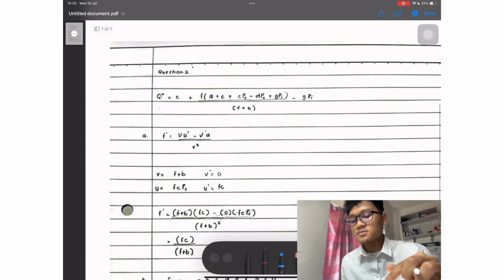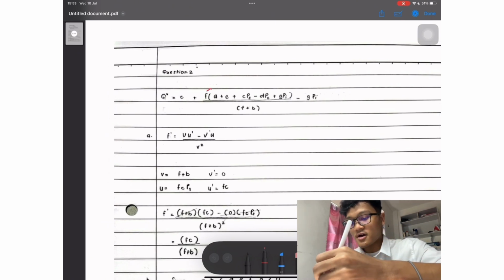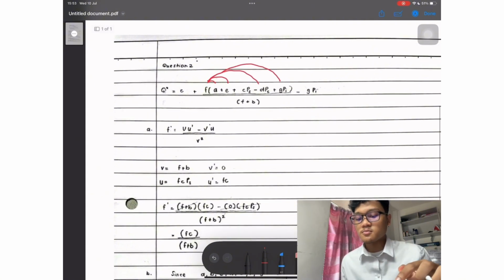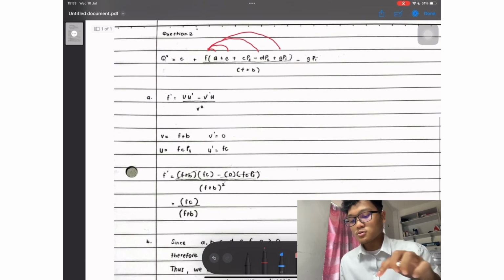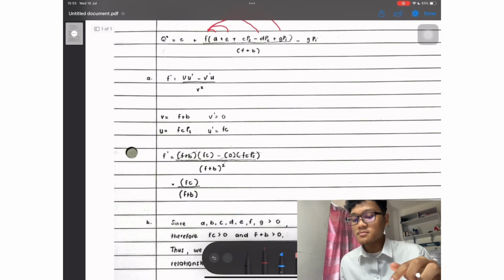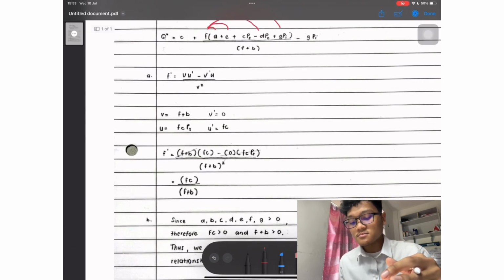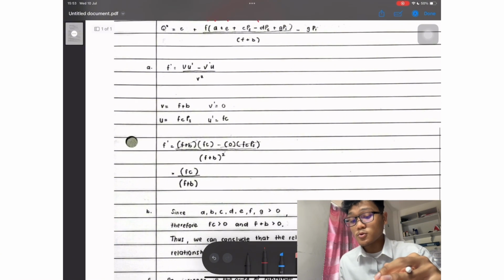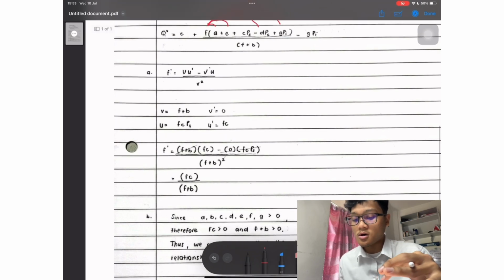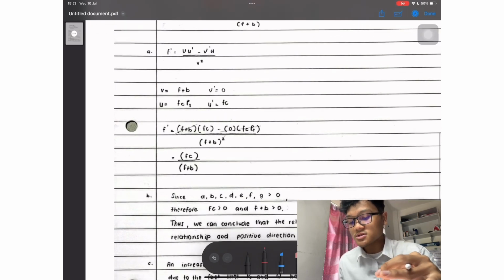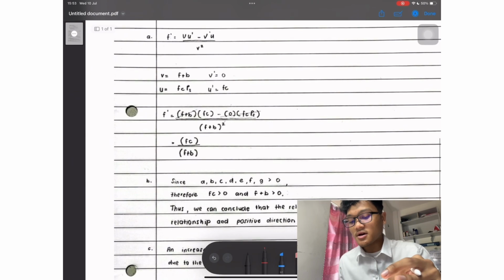Why only FCPS? It is because if we differentiate FA, FE, FDPC and also FGPI with respect to PS, we will get 0. Okay, so the derivative will be F plus B times FC minus 0 times FCPS, divided by F plus B squared. Then we can eliminate the 0 and FCPS, and then we can eliminate F plus B and also the square on the below side, and we will get FC divided by F plus B.